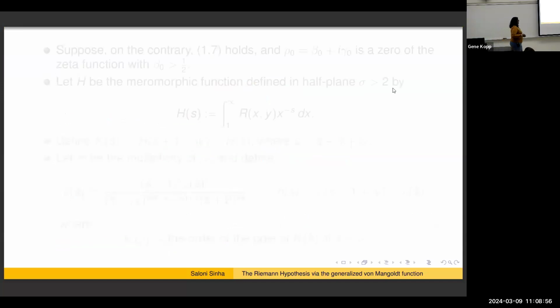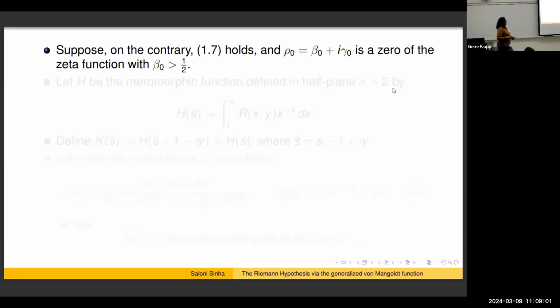So what we do is we basically prove this by contradiction. We suppose that there is a zero which has real part, so the zero is rho naught equals beta naught plus i gamma naught. And we assume that this beta naught is bigger than 1/2.